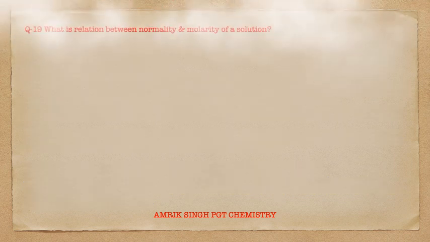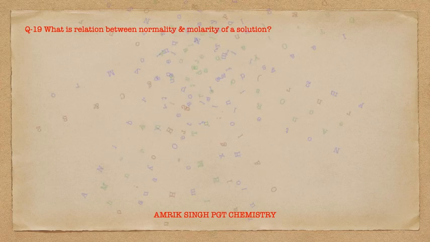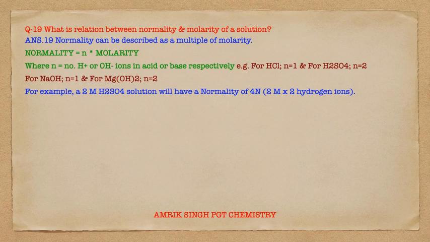Question number 19. What is the relation between normality and molarity of a solution? Normality can be described as a multiple of molarity. Normality equals n into molarity, where n is the number of H positive or OH negative ions in an acid or base respectively. For HCl, n is equal to 1 because 1 H positive is released.